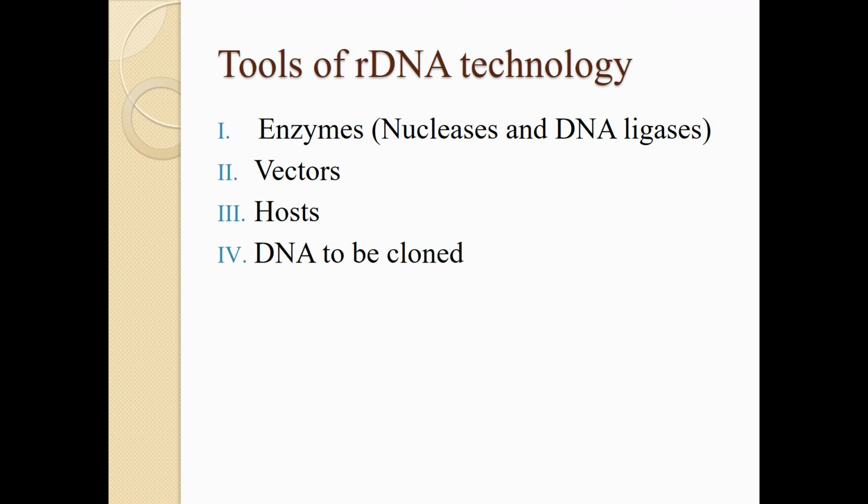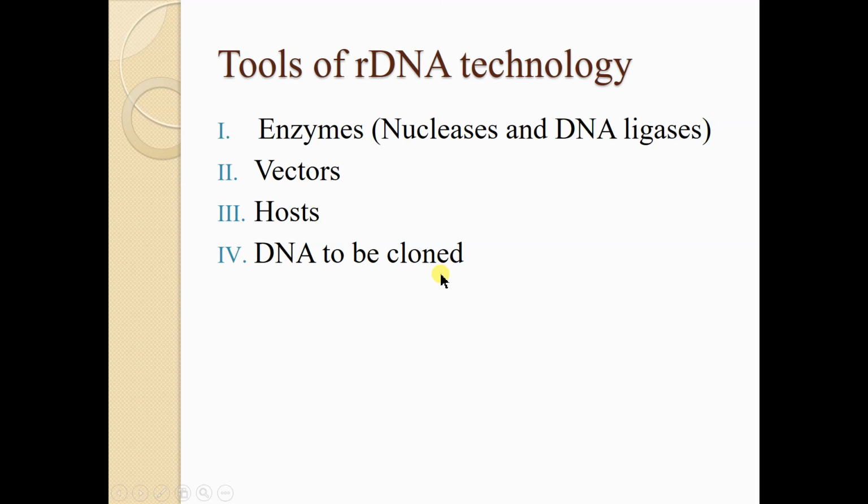Now let's see which are the tools or which are the certain things which are used in the recombinant DNA technology. So mainly four types of tools are used in the recombinant DNA technology. One is the enzymes. Certain enzymes are used like the nuclease, mainly the restriction endonuclease, and DNA ligase, to ligate or to bind the cut ends with each other. Then vectors, then hosts are used, then the DNA which we want to clone is also used. So these are the four different tools.